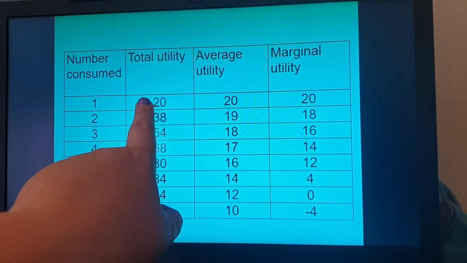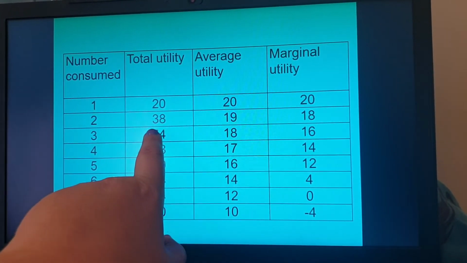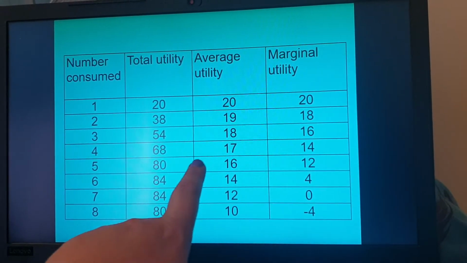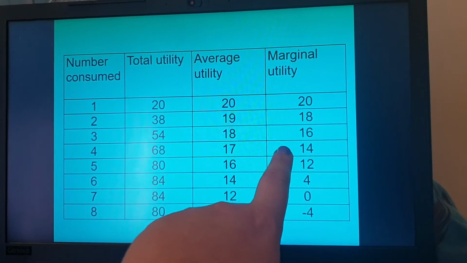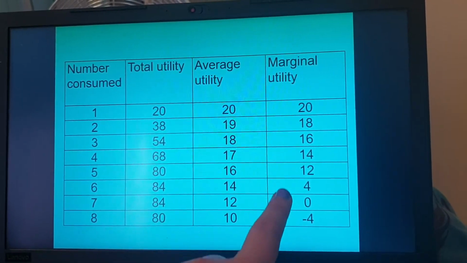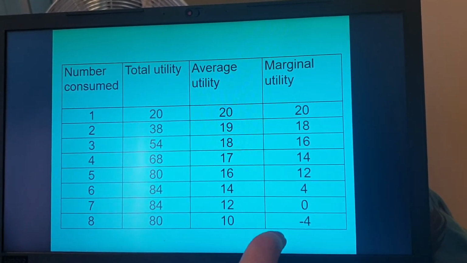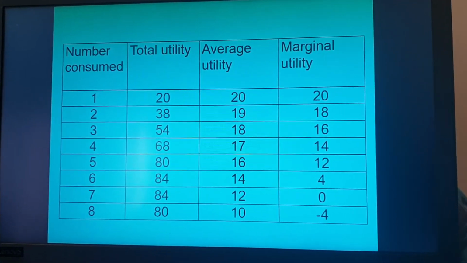So 38 minus 20 is going to give me 18. 54 minus 38 is going to give me 16. 68 minus 54 is going to give me 14. And you just follow the pattern like that to get your marginal utility. You'll also see that it can be a negative amount, all right, meaning that is your disutility.